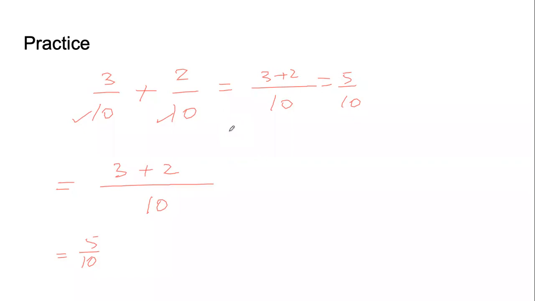I've given you another example. So I'm now going to give you a question and you will solve it in the notebook and give me the answer in the chat. The question is 2 by 7 plus 3 by 7. Just like the previous examples, this will be 7 as the common denominator, 2 plus 3 as the numerator, which is 5 by 7.